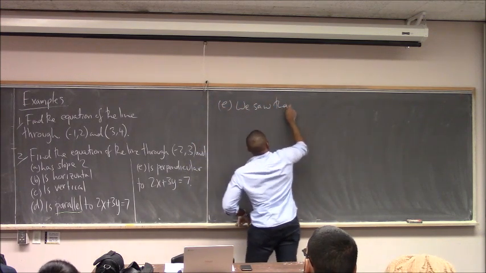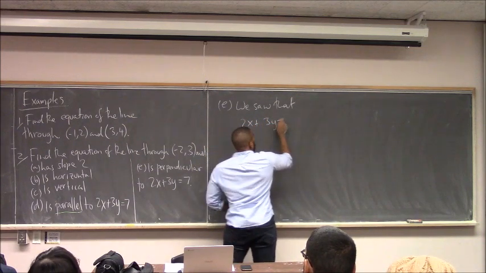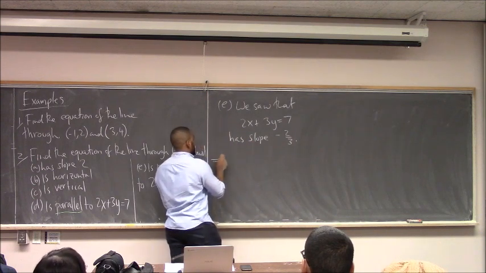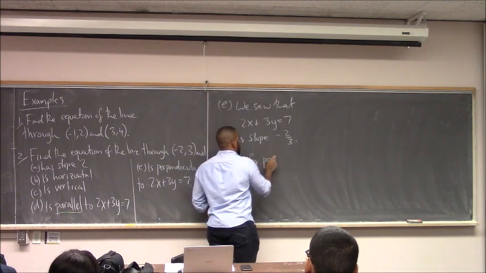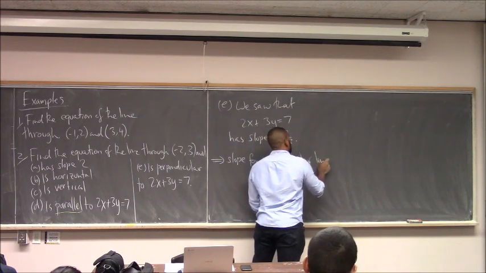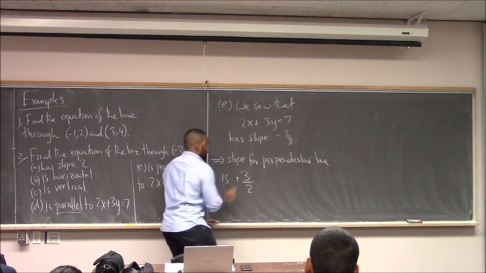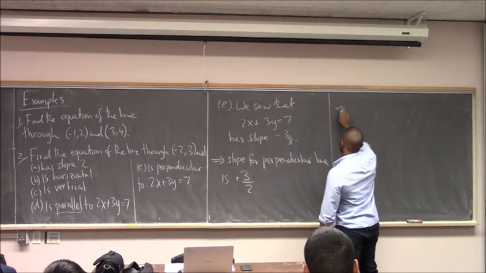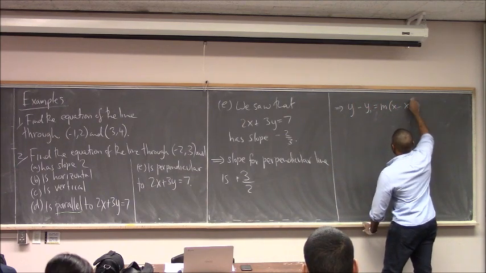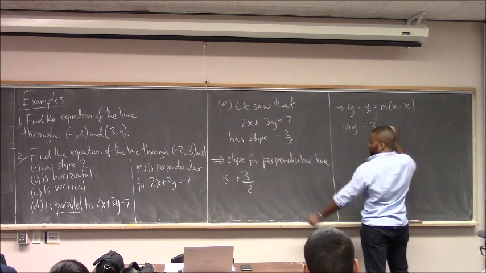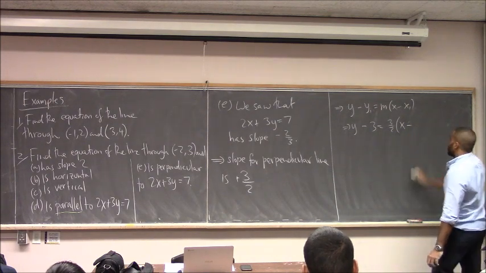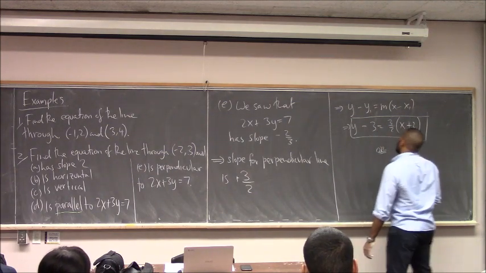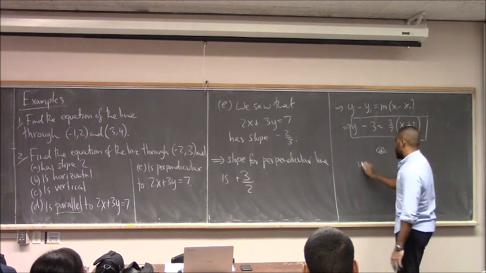We saw that 2x plus 3y equals 7 has slope negative 2/3. This means the slope for a perpendicular line is positive 3/2. Flip it, change the sign. All right, that's the negative reciprocal. So this means y minus y1 equals m(x minus x1). I would get y minus 3 equals m, x minus negative 2. That's the equation of the line. And again, I'd stop there unless you were asked to use it the other way. But you could get to the other way by just solving for this.